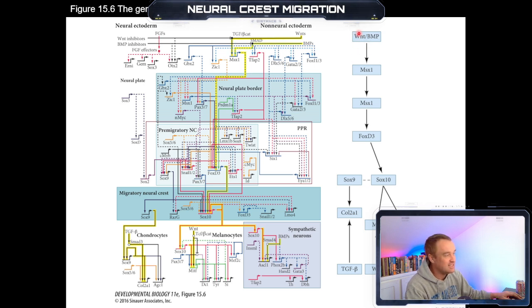Simplified, you can see this pathway where WNT, BMP expresses MSX1, which self-expresses MSX1, which expresses FOXD3, etc. So there's a lot going on in this pathway. I just want to show how complex this circuitry of gene expression is in cells from the early ectoderm and this migration.